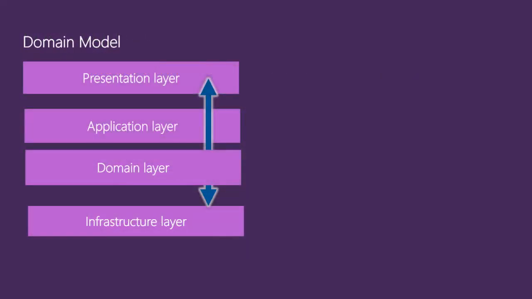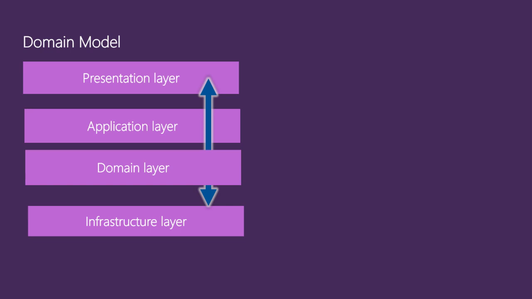If this is the classic layered architecture of a domain model, presentation layer, application layer, which is where you have the part of the business logic that strictly depends on the use cases you are going to code, the domain layer, which is where you put the part of the business logic that is invariant to use cases, and then the infrastructure layer that contains cross-cutting concerns, primarily persistence.